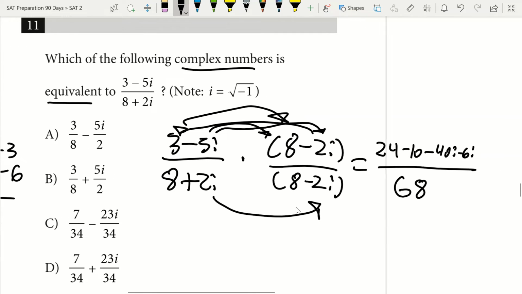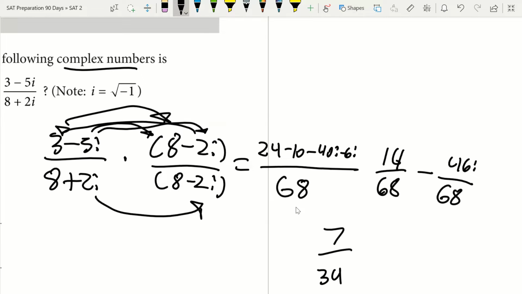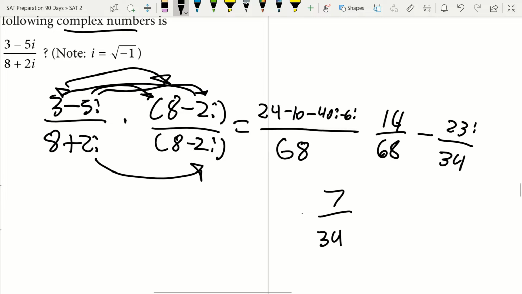Okay, I can go ahead and simplify that. 24 minus 10 is going to be 14 over 68, which when simplified is going to be 7 over 34 because we can divide each by 2. And then I'm going to have minus 46i, since negative 40i minus 6i is negative 46i. That's all over 68. Once again, we can divide by 2, put it over 34 there, and 46 over 2 is going to give me 23. So minus 23i. So the answer here is going to be 7 over 34 minus 23i over 34.